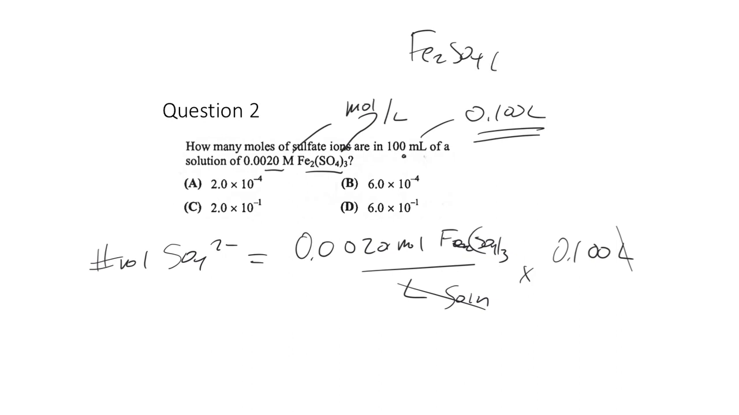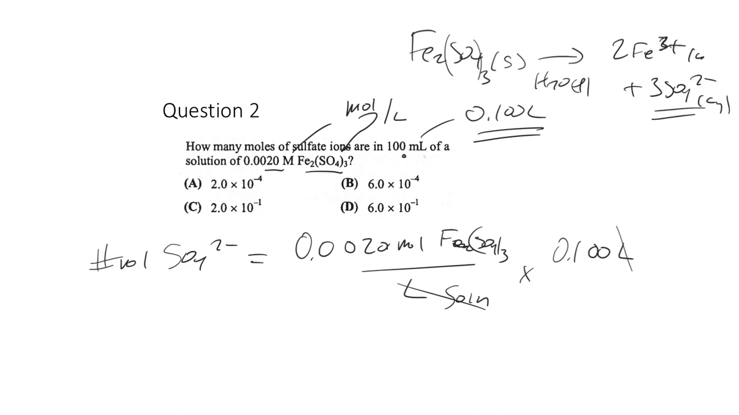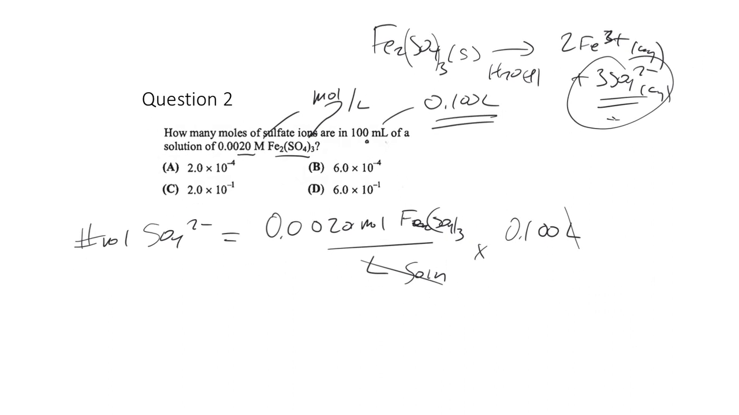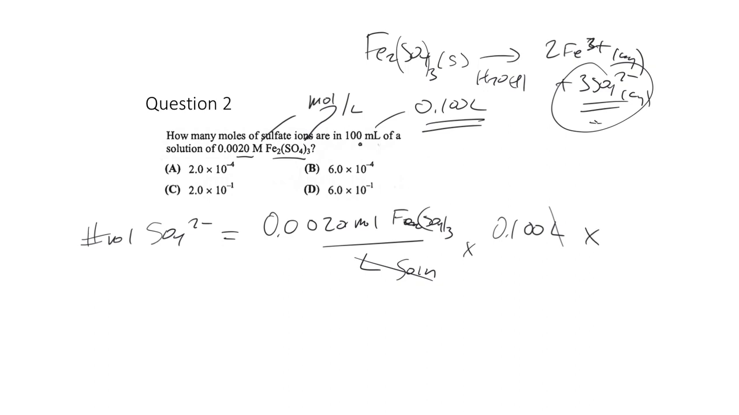Fe2SO4 in solution is really, because it's a water-soluble ionic compound, not one of the exceptions for sulfate, this goes to 2 iron, 3 plus cations, and then 3 SO4 minus ions. So we get these ions in solution, not really the ionic compound. And so then we can recognize for every 1 mole of Fe2SO4 we get 3 moles of sulfate into the solution.